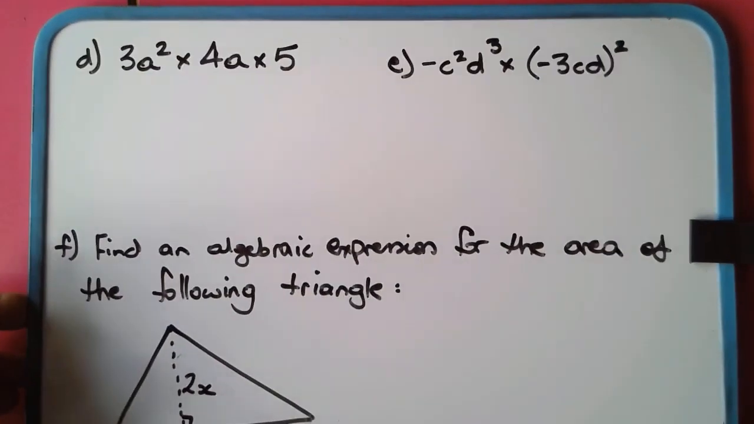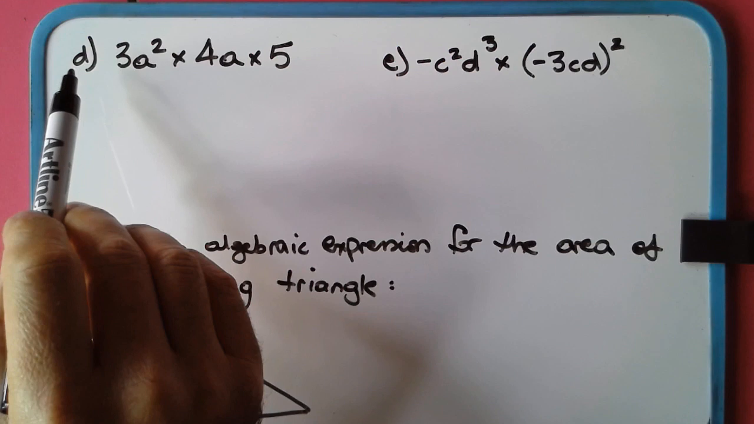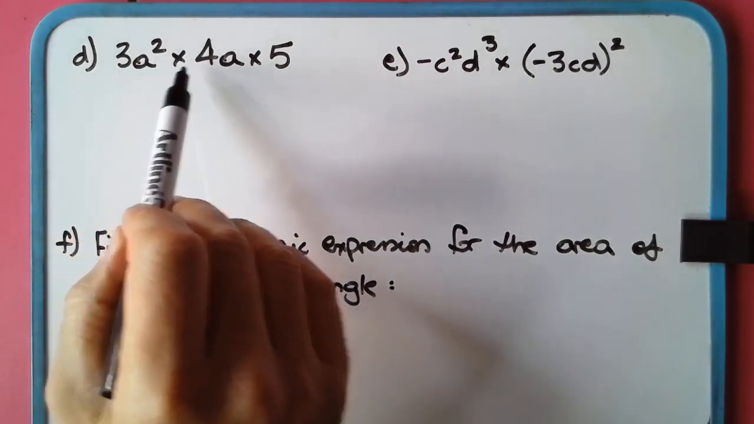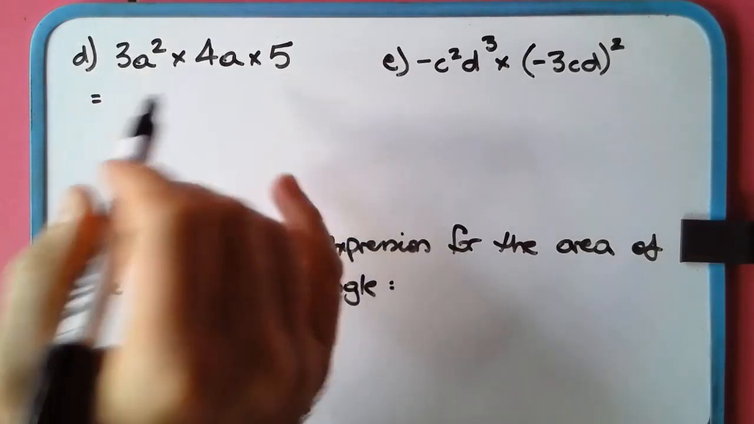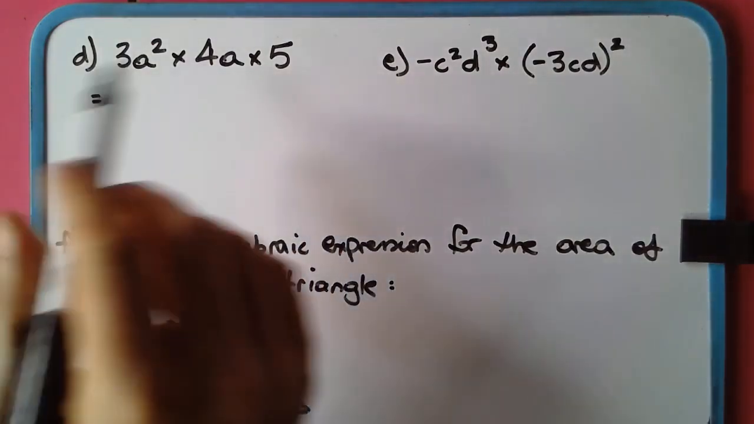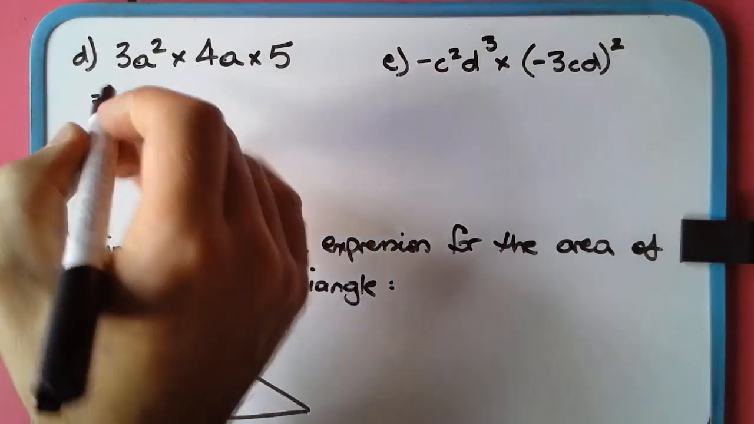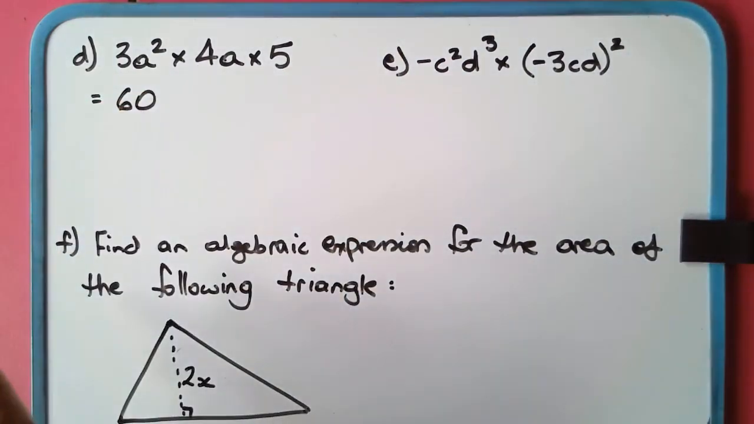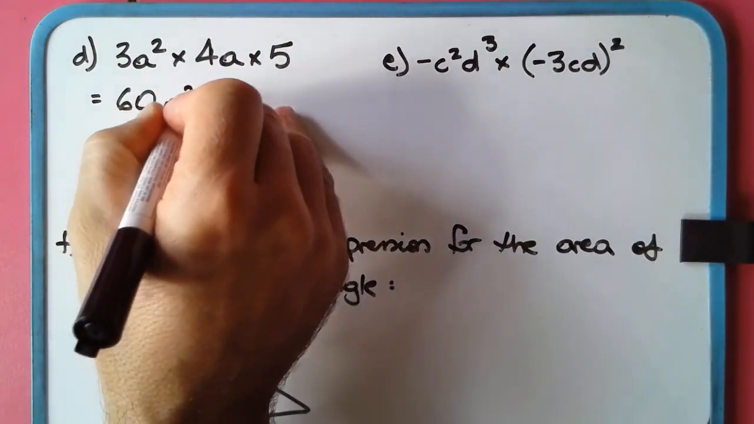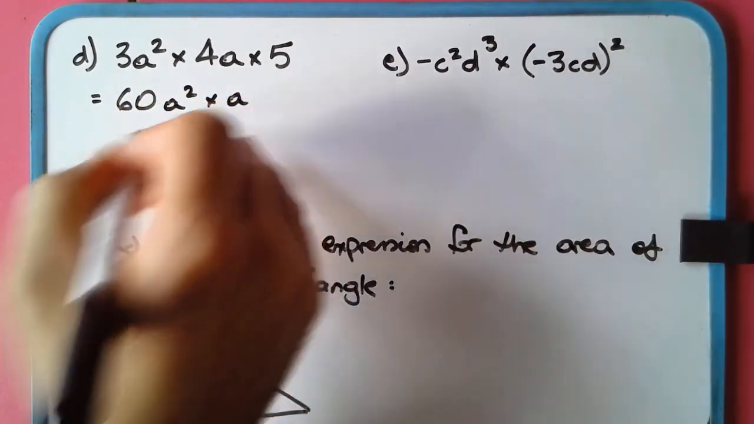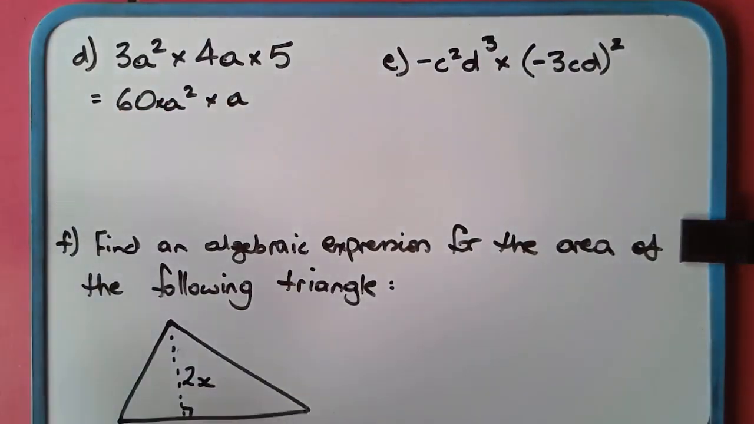Let's have a look at some more examples. So part D, we have 3a squared times 4a times 5. First thing we do, we multiply the numbers together. So 3 times 4 is 12, 12 times 5 is 60. And we have a squared times a. So 60 times a squared times a.